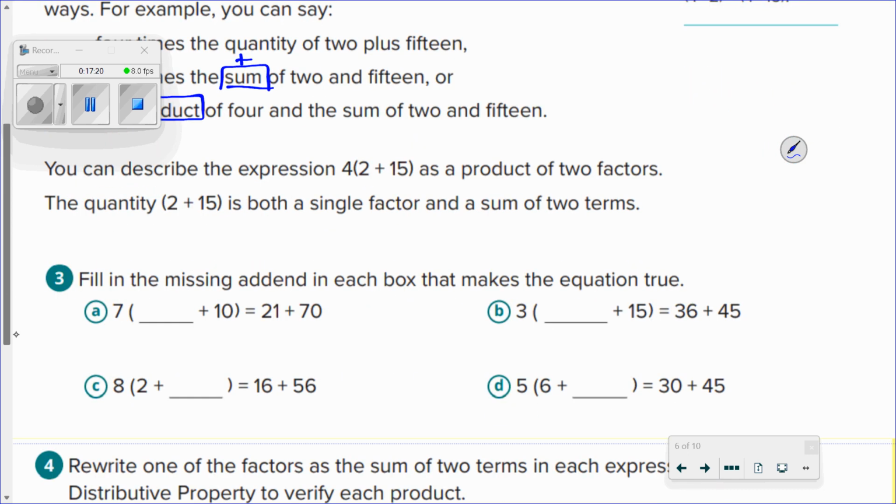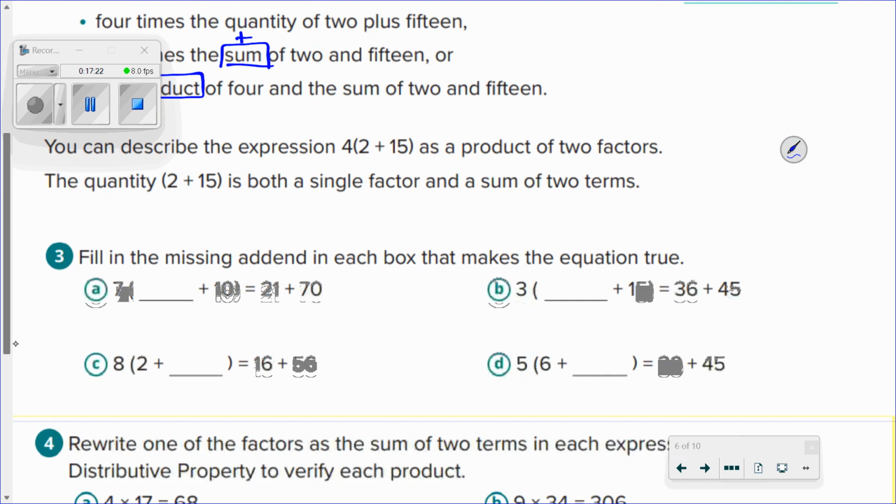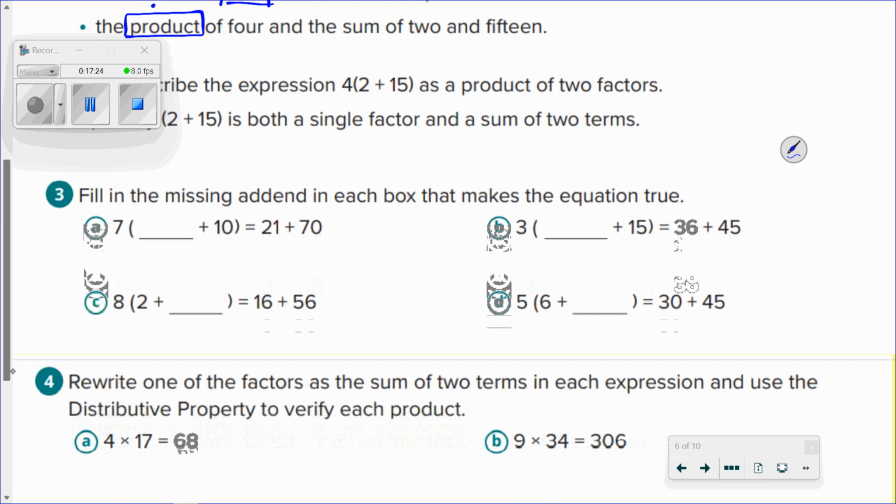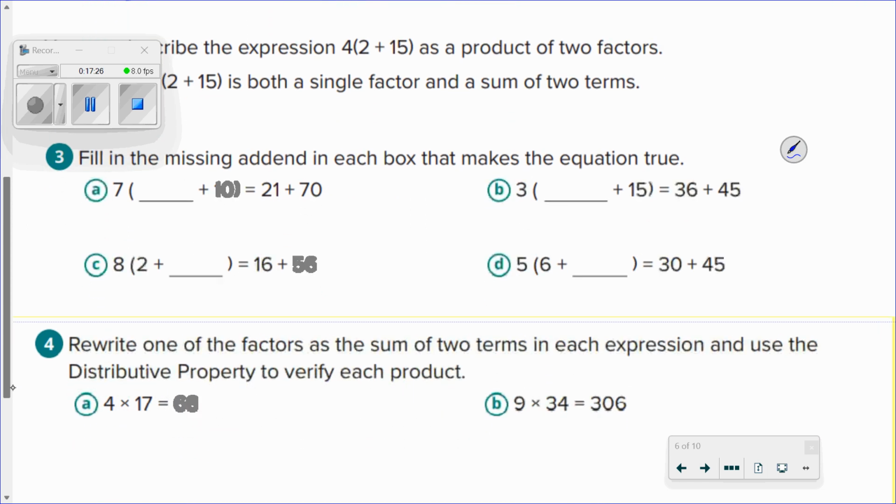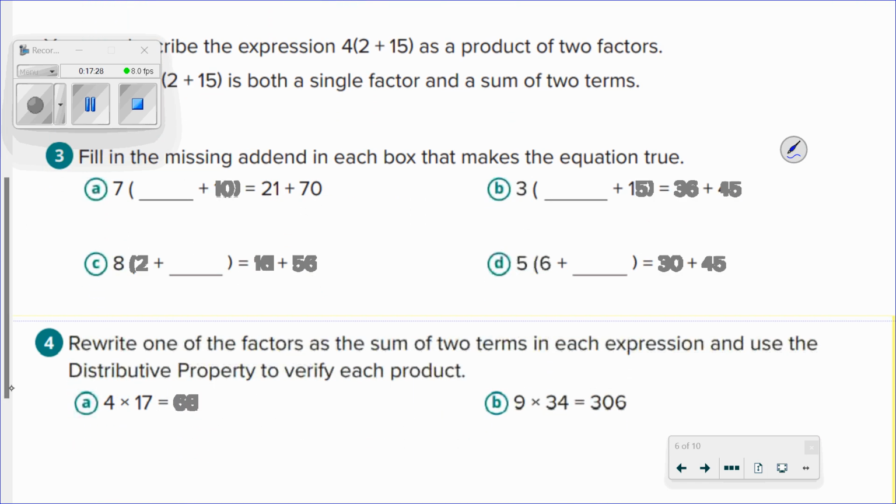So let's look at the bottom. It says fill in the missing addend in each box that makes the equation true. So you are filling in the missing number to make the equation true. We're going to do one with you, and then I'm going to let you work. So let's look at A. This says 7 times parentheses something plus 10 equals 21 plus 70.